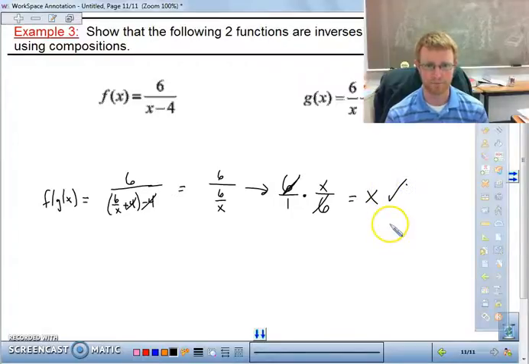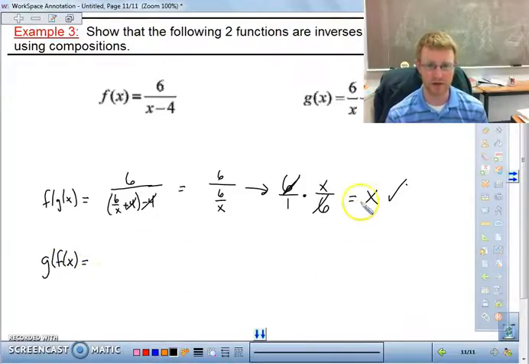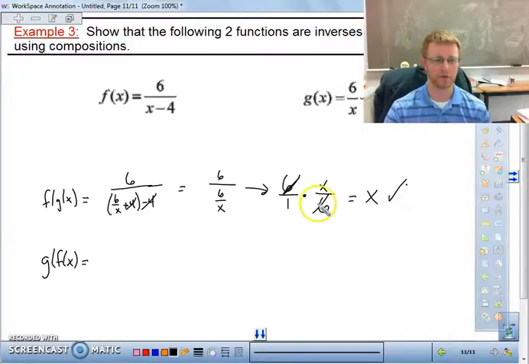So that's done. Okay? Now, what I want you to do is, I want you to do it in the other direction. I want you to do g of f of x, and I want you to bring that to class, and I want you to see if you get x at the end to see if these are inverses of each other.